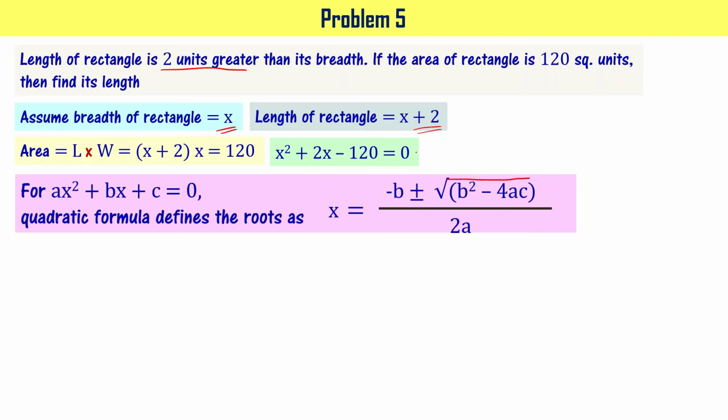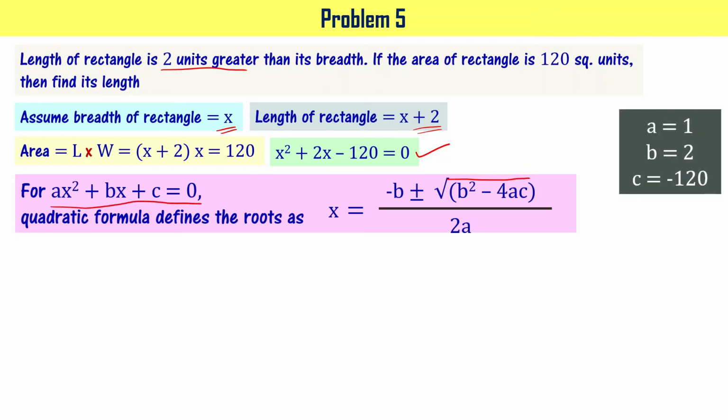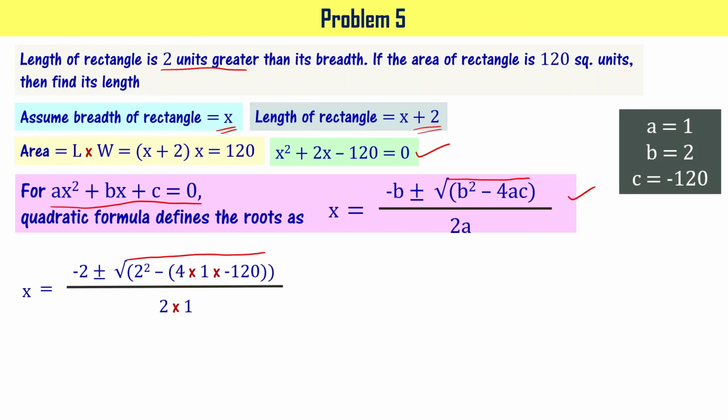When you compare this particular equation with ax square plus bx plus c equal to 0, you say that a equal to 1, b equal to 2 and c equal to minus 120, right? Now let's substitute these values into the quadratic formula to get the roots. X is going to be minus 2 plus or minus square root of 2 square minus 4 times 1 times minus 120 divided by 2 times 1, right? 2 square is 4 and minus 4 times minus 120 is 480, right?